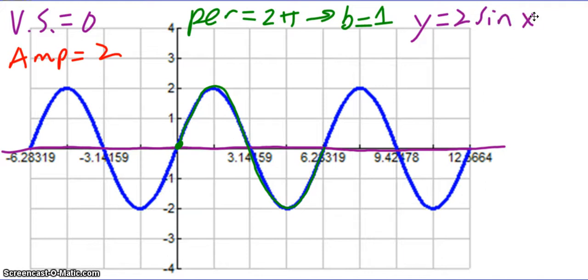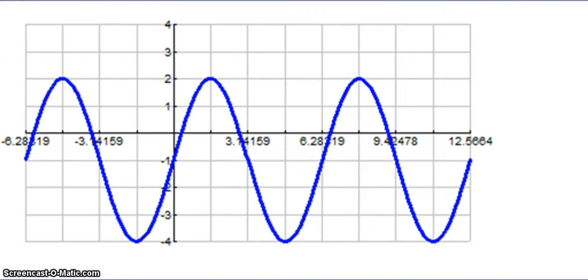So one possible equation for sine would just be y equals 2 sine of x. Now for cosine, I have to have a shift. So I could shift it here, and that's going to be pi halves, because I know this is pi, or I could shift it here, and that would be negative pi halves. Either one would be correct. I'm going to use the pi halves, so I'm going to say y equals 2 cosine of x minus pi halves.